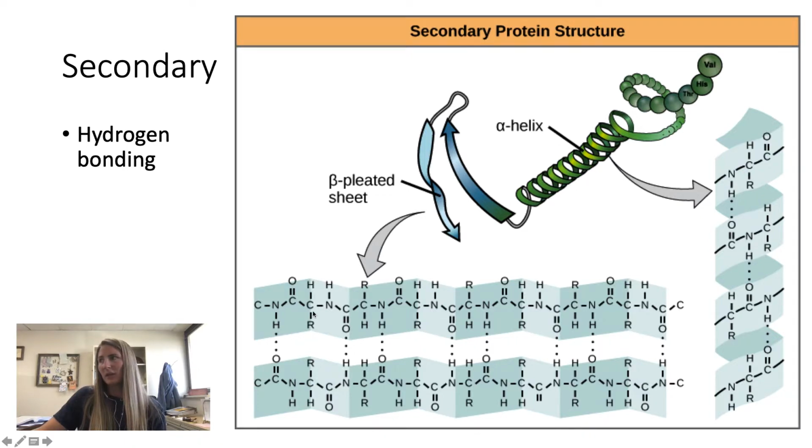So we can get beta pleated sheets stacking on top of one another, or we can get that hydrogen and oxygen from our amino acids starting to hydrogen bond in an alpha helical structure. You will see alpha helices and beta pleated sheets in most all proteins. There's a combination of both. It's all dependent on what amino acids are interacting in that structure.